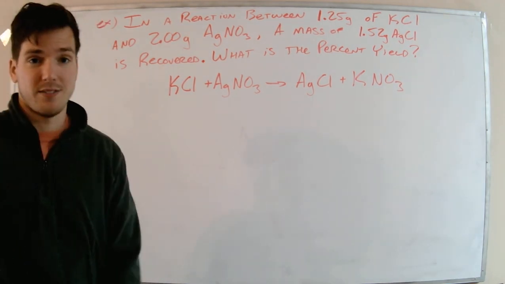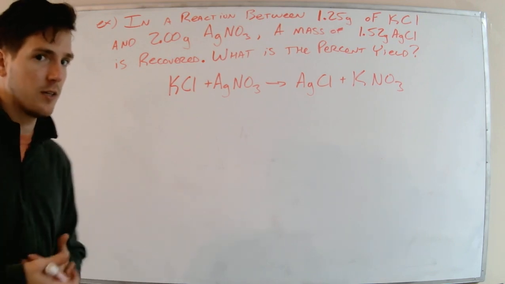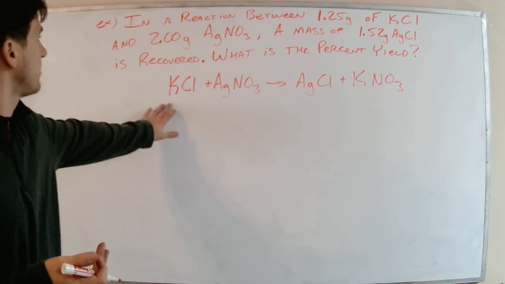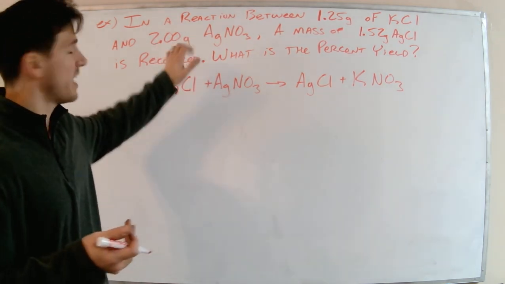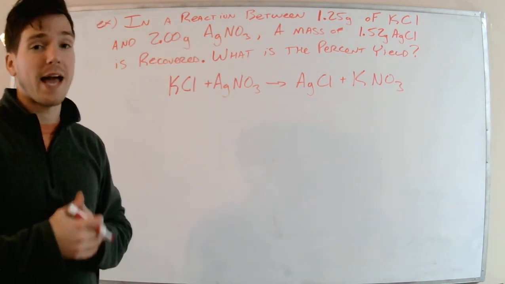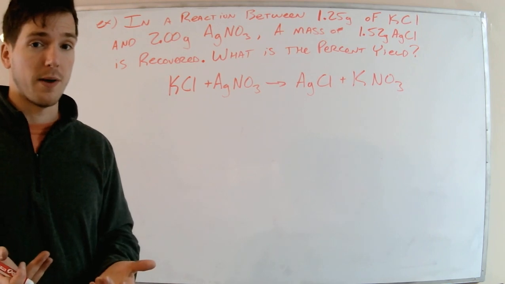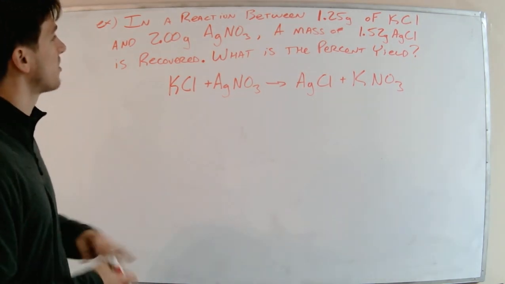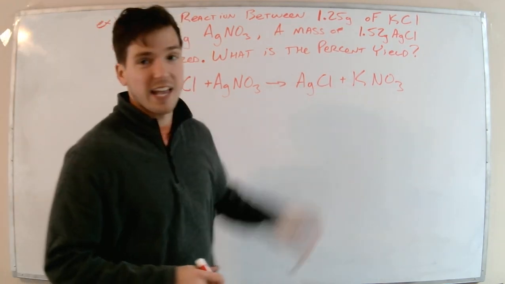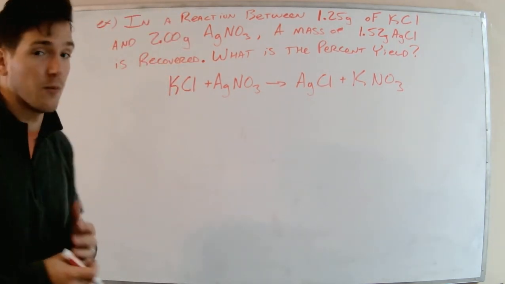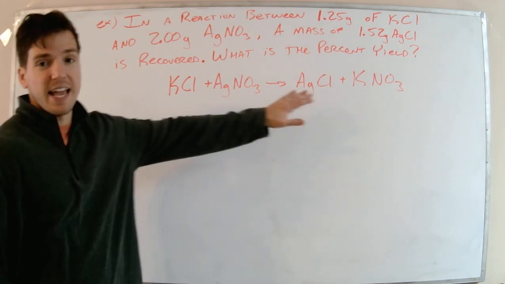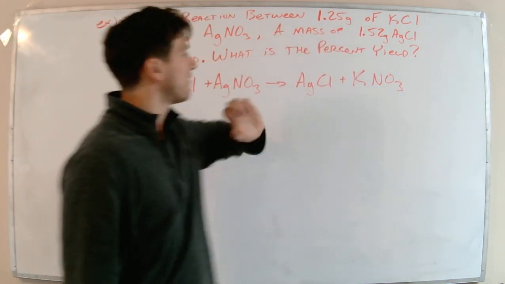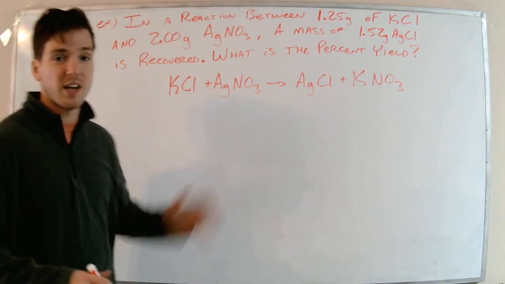Here we go, guys. Percent yield problem, but here we got 3 masses now. They gave us a mass of KCl and a mass of AgNO3. Those are what are going to react to form our theoretical yield, right? It's going to produce something. In this case, it's going to be AgCl and KNO3. Well, which one are we focusing on? We are focusing on AgCl. Why? Because it says a mass of 1.52 AgCl is recovered, right?